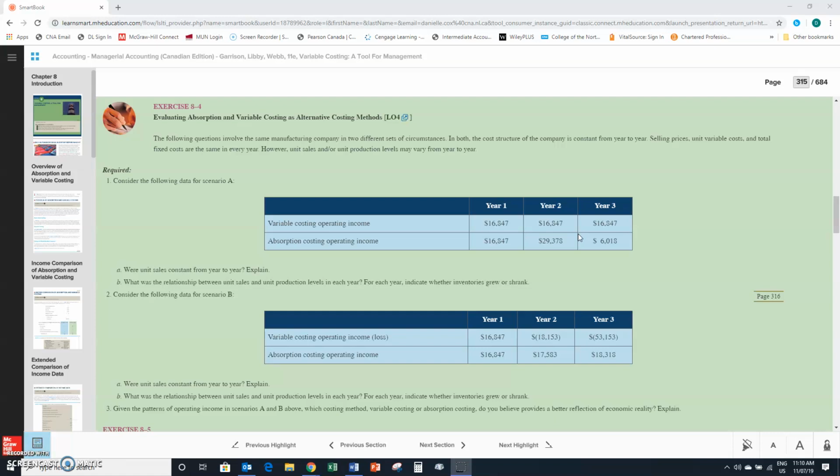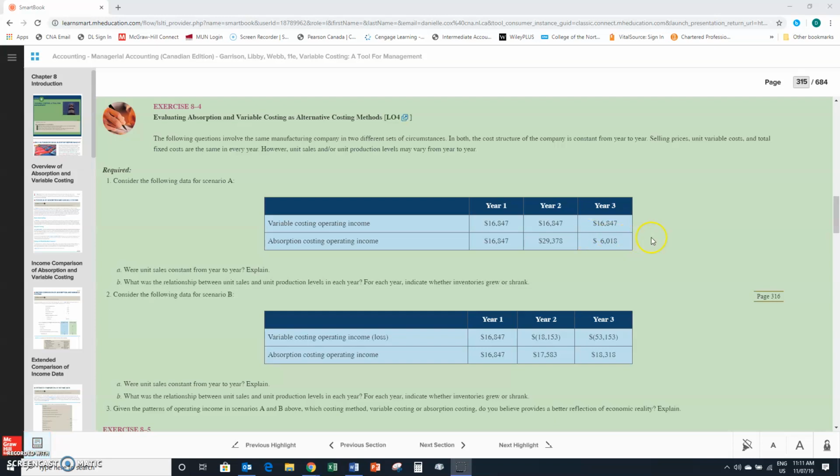So if absorption costing is higher, there was more income. That means there was less expense that year because sales were the same every year. So if there was less expense, that means there were some fixed manufacturing costs that were deferred in inventory. So if they were deferred in inventory, that means inventory had to grow.